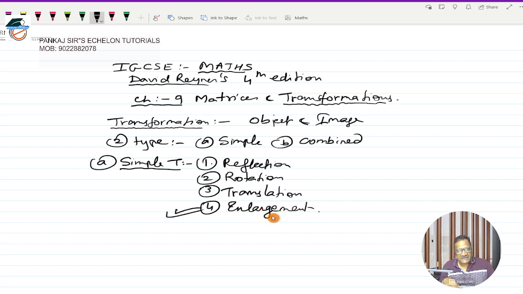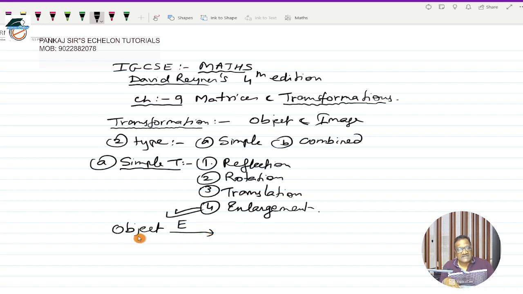So coming to the point, first of all, what is enlargement as a transformation? Okay, so as a transformation, enlargement is what? Suppose an object is given to you. It will undergo a transformation whose name is enlargement. So I will call it capital E. Capital E is an enlargement. It is representing the enlargement transformation.